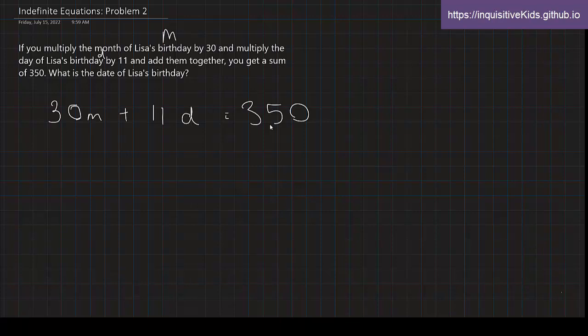Well, first, we need to clarify something. It says what is the date of Lisa's birthday, meaning that there will only be one solution to this indefinite equation. And it says month. So any month has to be at most 31 days and at least 29 days. That's how the calendar is set. So I would first start with looking at this 30.